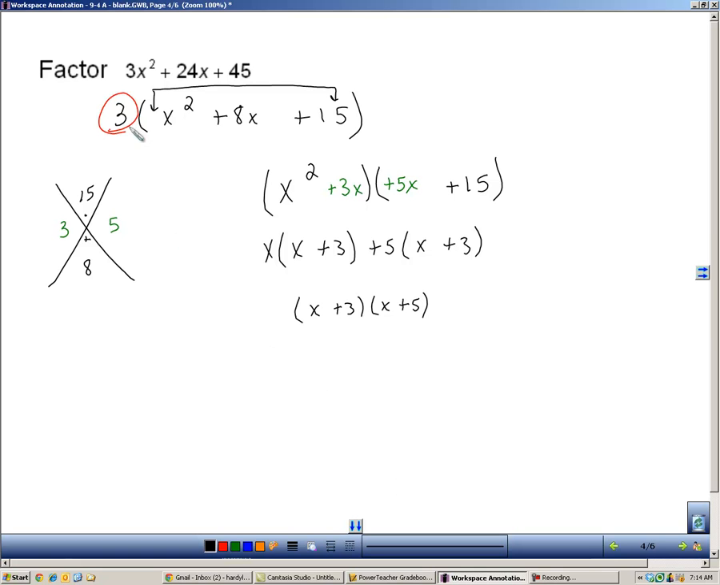Now back to this 3 that I pulled out at the beginning, you've got to include that in your answer because your answer includes not only these two binomial factors, but it includes this number factor out in the front. So we really factored twice here. We factored once by taking out a GCF of 3, and we factored a second time by using the diamond here to factor this into two binomial factors.